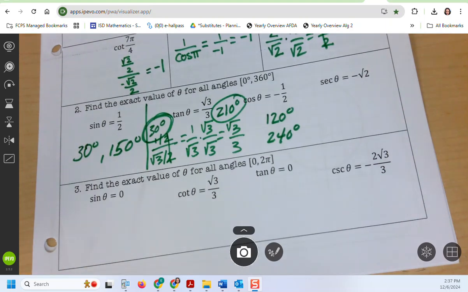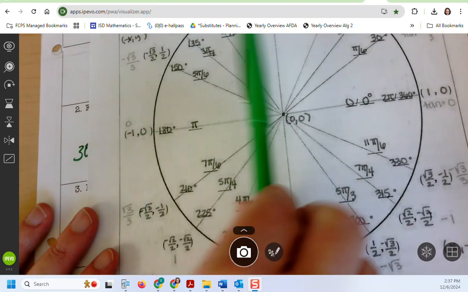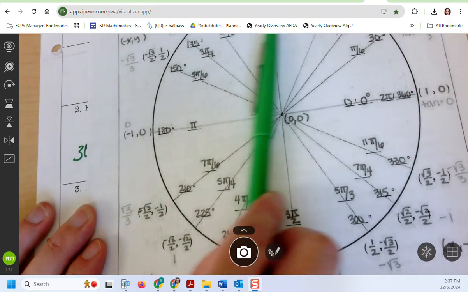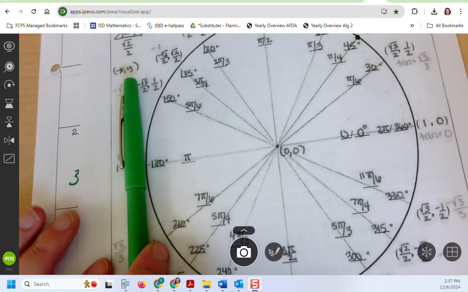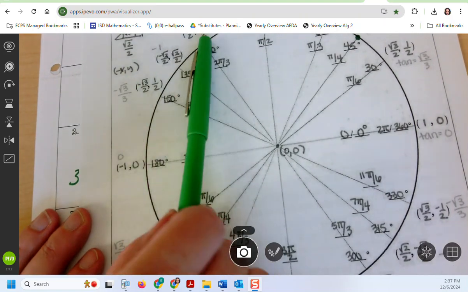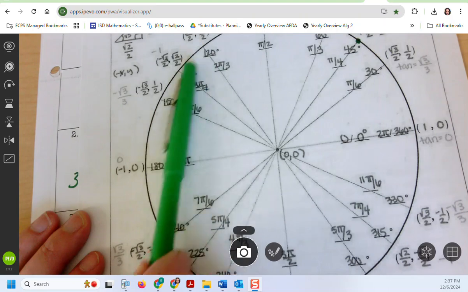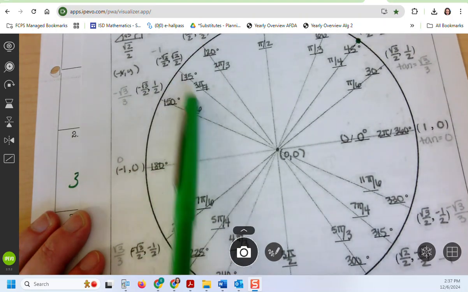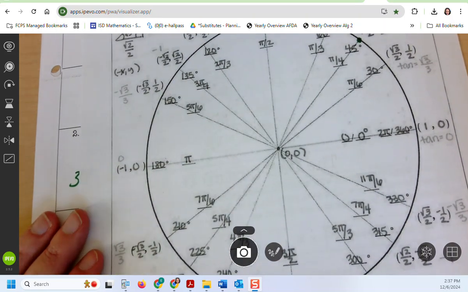All right, secant theta is negative root 2. Secant is the reciprocal of which one? Secant's the reciprocal of which one, sine or cosine? Cosine. All right, so we're going to look for where the cosine is negative on the circle. The cosine is negative where the x is negative. So over here, if we had to guess which one would have a reciprocal of root 2, I would probably not guess this angle because that's a root 3, or this one because that's a root 3. I'm thinking it's probably 135 and 225, but we're going to check.